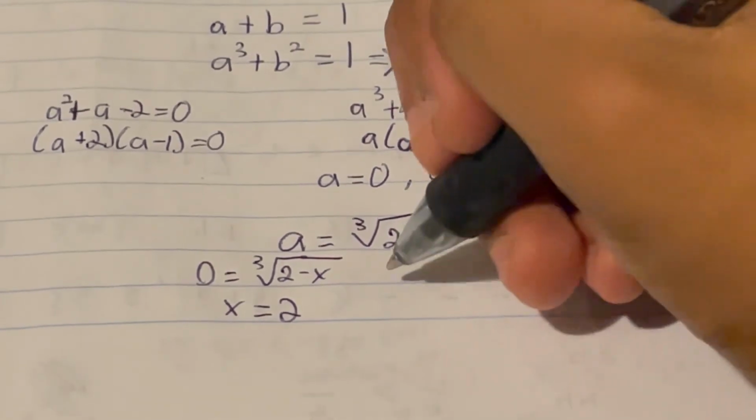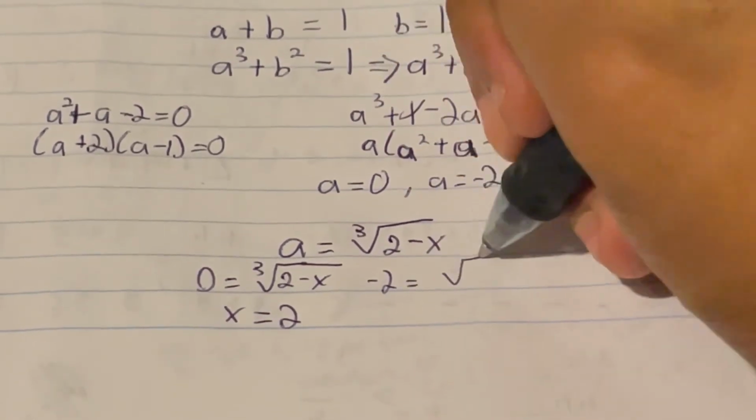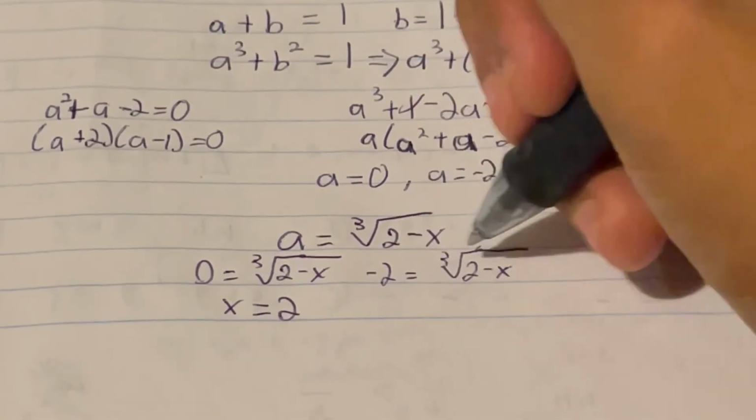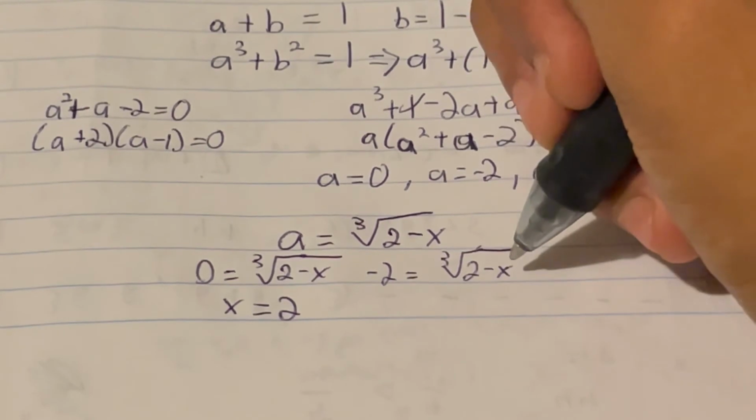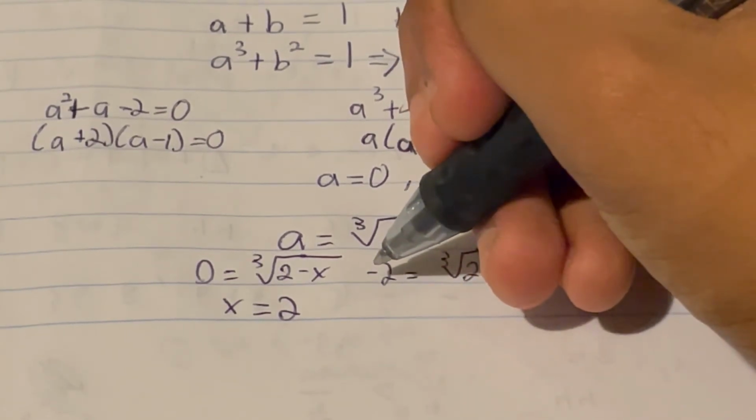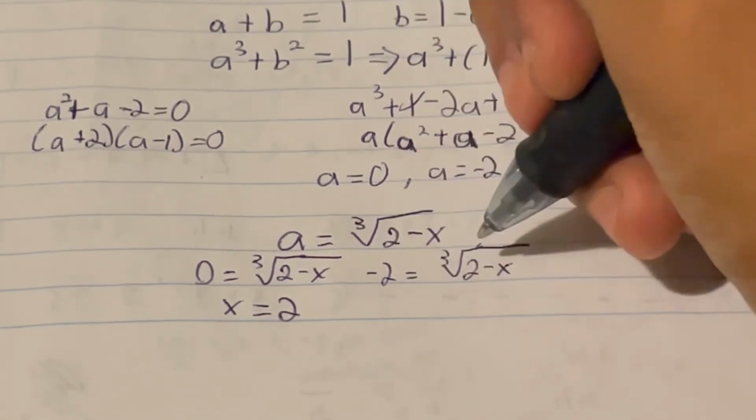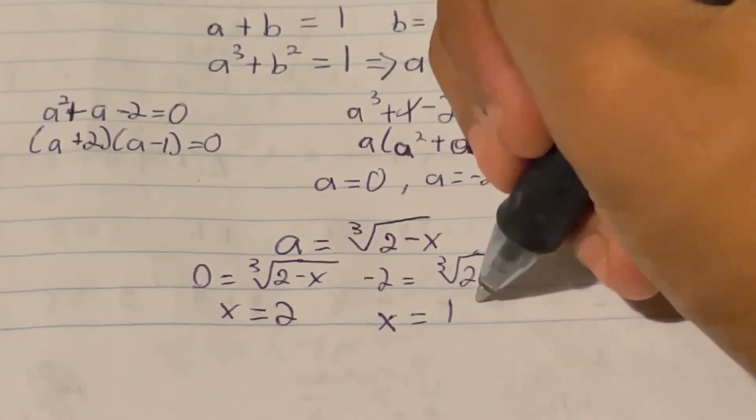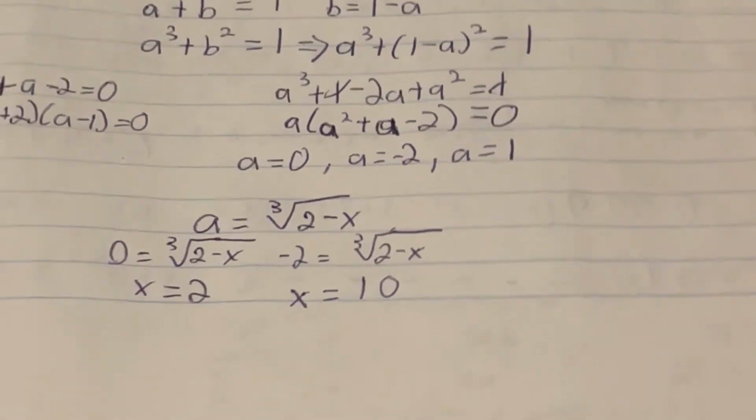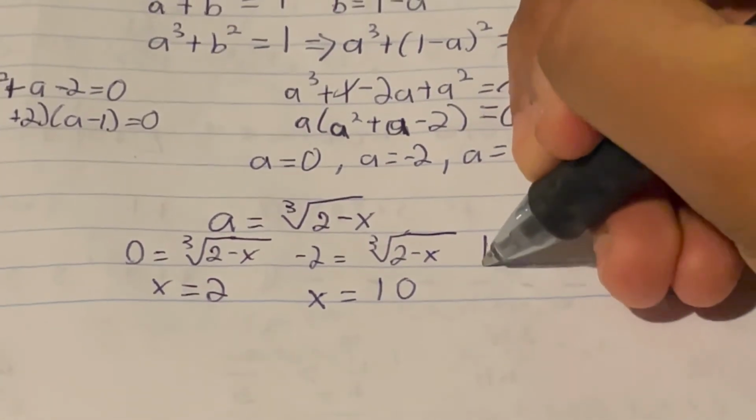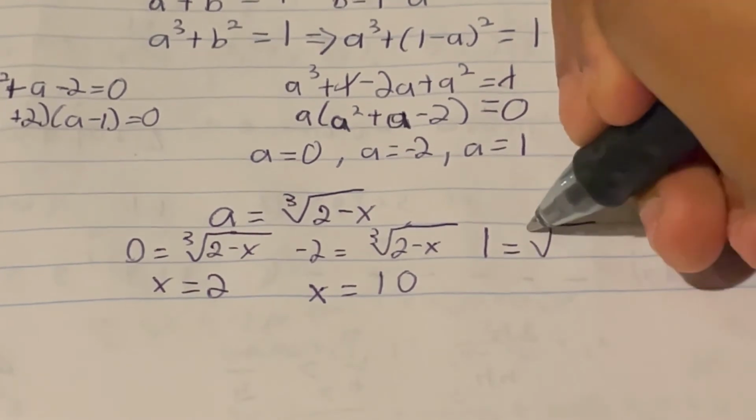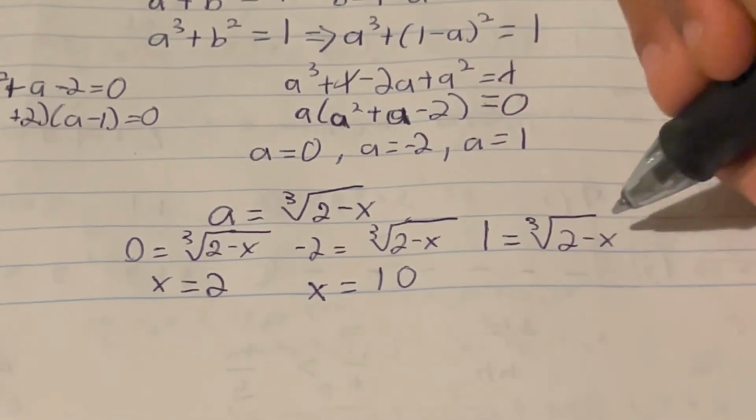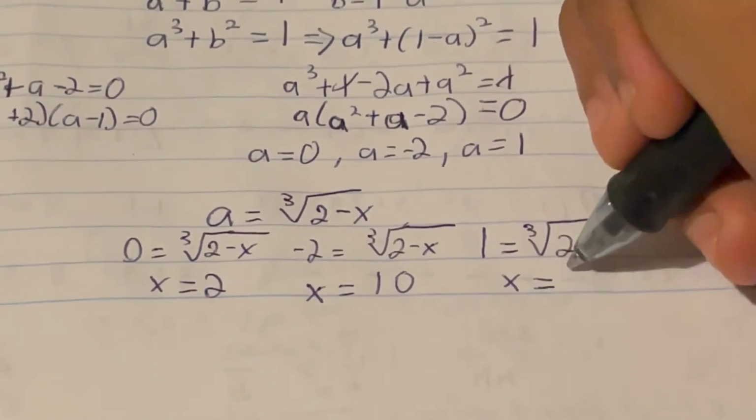And how about a equals negative 2? Negative 2 equals the cube root of 2 minus x. Cube both sides, you have negative 8 and 2 minus x. Add x to the other side, and then add 8 to both sides, and then you'll get x equals 10. And finally, with a equaling 1, we'll have 1 equals the cube root of 2 minus x. Cube both sides, you have 1 equals 2 minus x, therefore x equals 1.